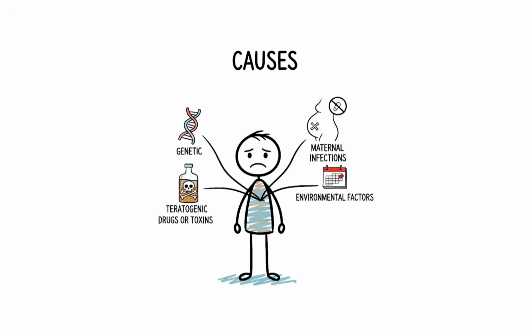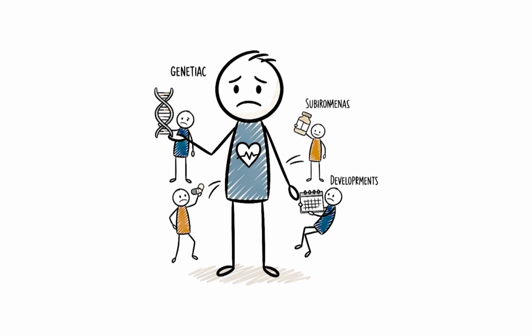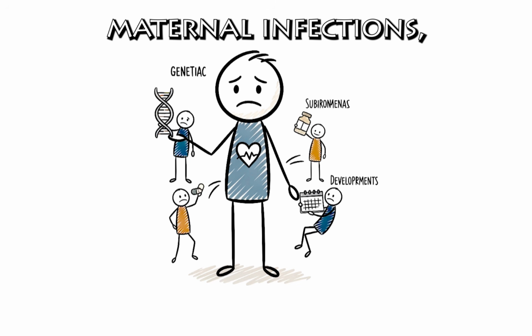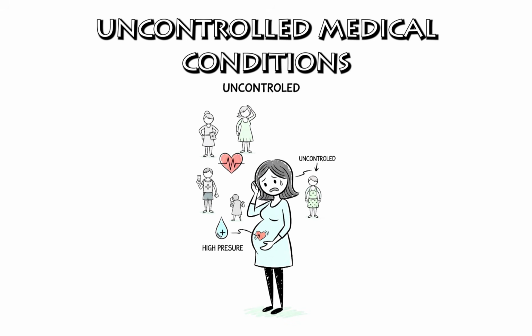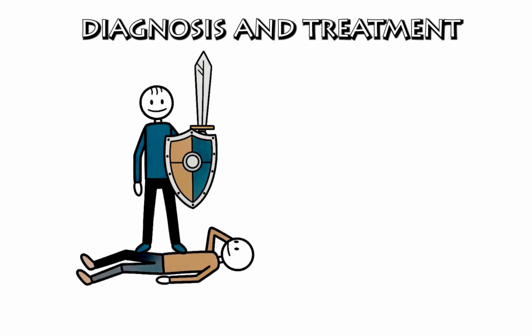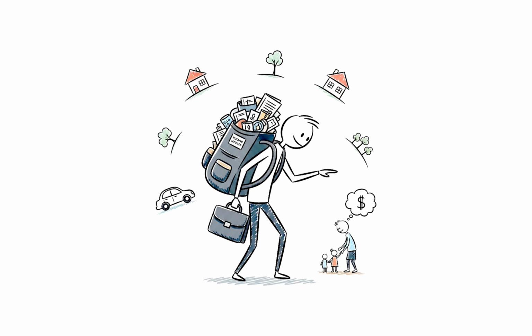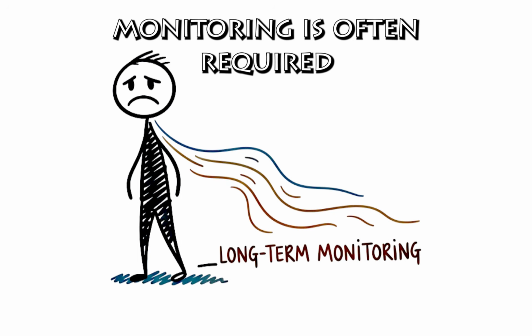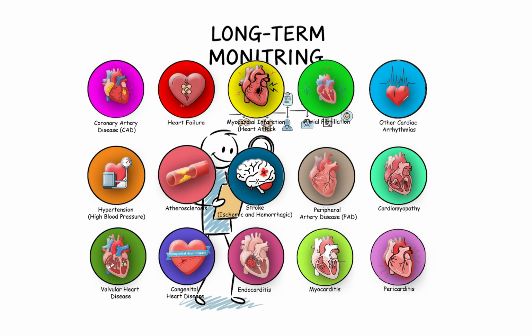The causes of congenital heart disease include genetic mutations, chromosomal abnormalities, maternal infections, certain medications, and uncontrolled medical conditions during pregnancy. Advances in diagnosis and treatment have allowed many people with congenital heart disease to survive into adulthood, but long-term monitoring is often required due to ongoing strain on the heart.